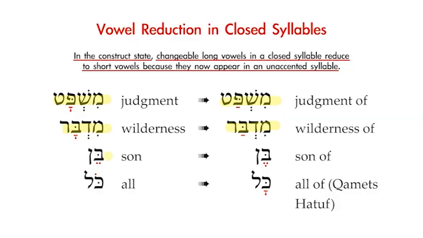In our last two examples, ben meaning son and kol meaning all, we have two monosyllabic words with changeable long vowels in their spelling, tsere for ben and holem for kol. In the construct state, because those nouns will surrender their accent, the vowels will reduce. Tsere to segol in ben, son of, and holem to qamets qatuf in kol, all of. You understand why these vowels reduce. It's because the construct noun surrenders its accent, and so closed syllables will take short vowels as short as possible. In fact, you can think of it this way. In the construct state, a noun is going to try to have all of its vowels be as short as possible.